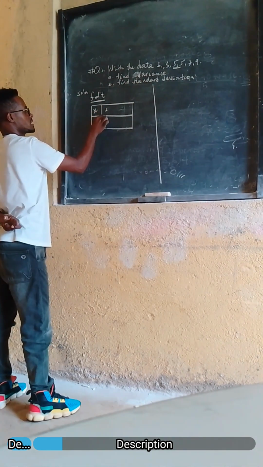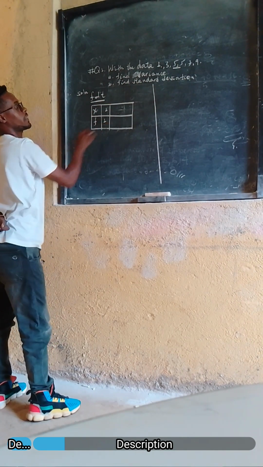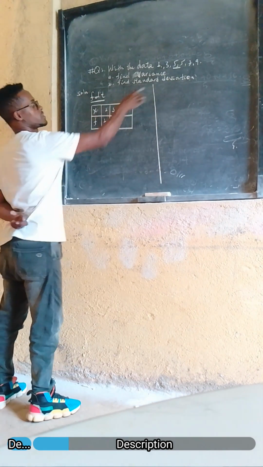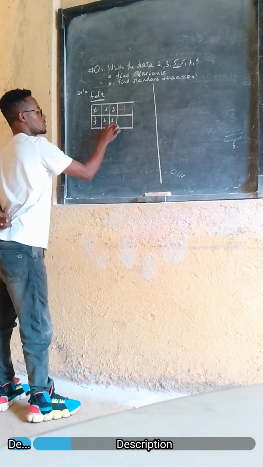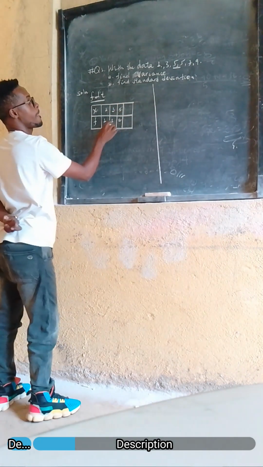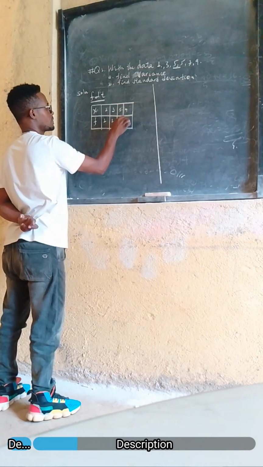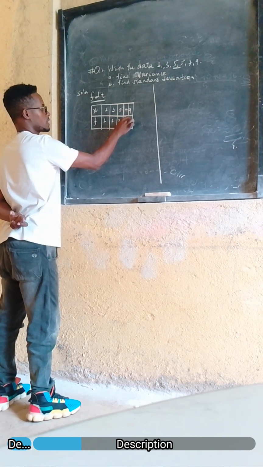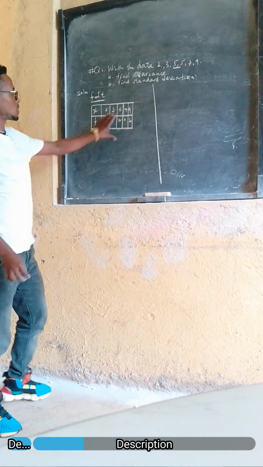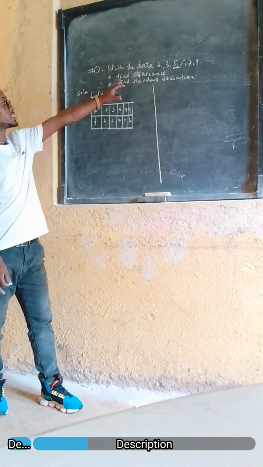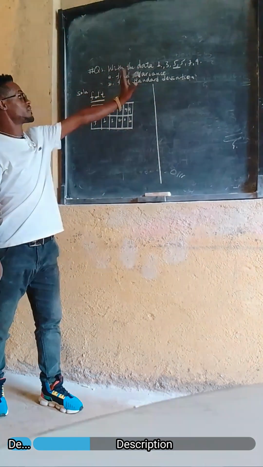1 occurs 1 time and 3 occurs 1 time, and 5 occurs how many times? 2 times, and 7 occurs 1 time. Finally, 9 occurs 1 time. Okay? So this is all our FDT table. So after this, we're going to find the variance.